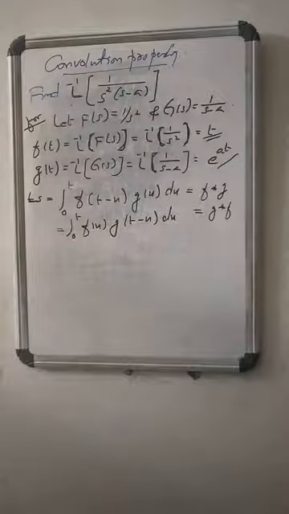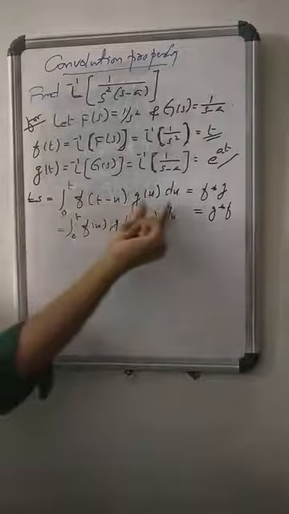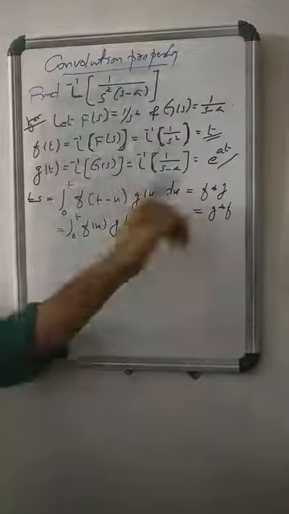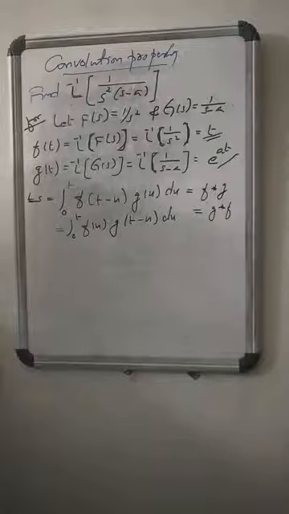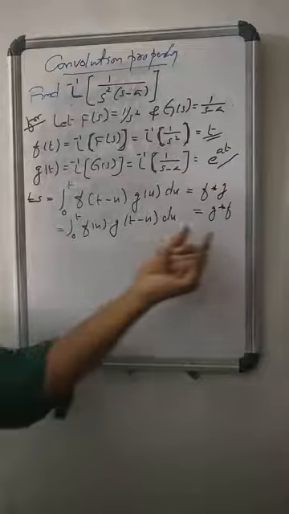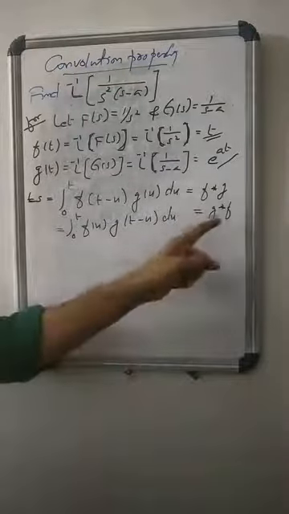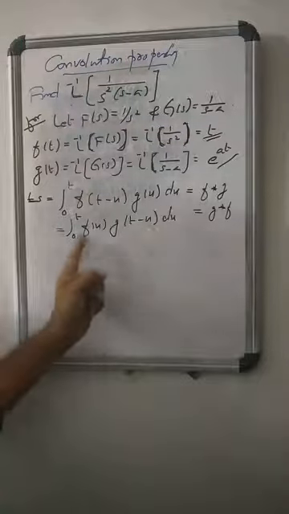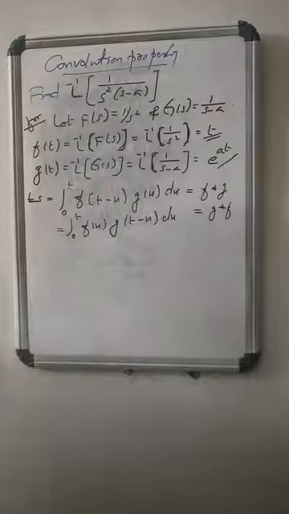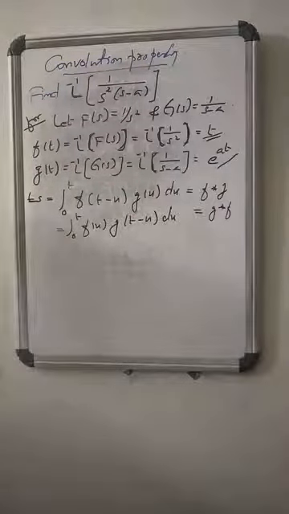Do you have any confusion? f of t minus u into g of u du, that is f star g. But we know that convolution is always commutative, that is g star f. What is actually g star f? It is g of t minus u into f of u du. Means integral 0 to t, f of u g of t minus u du.